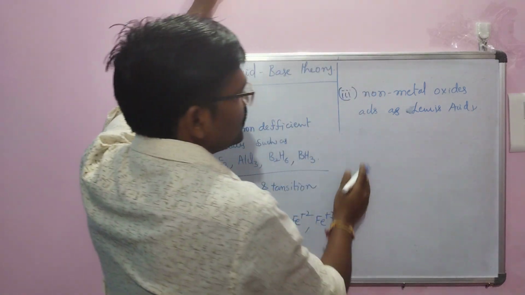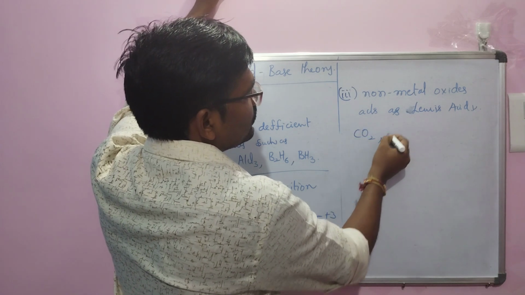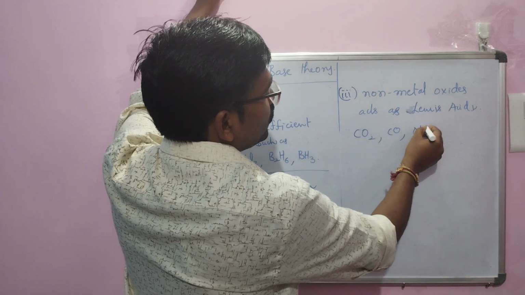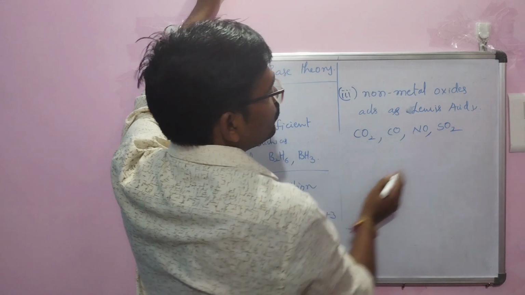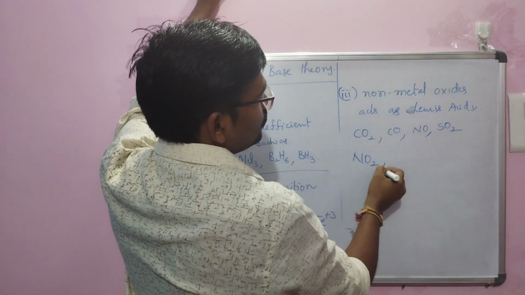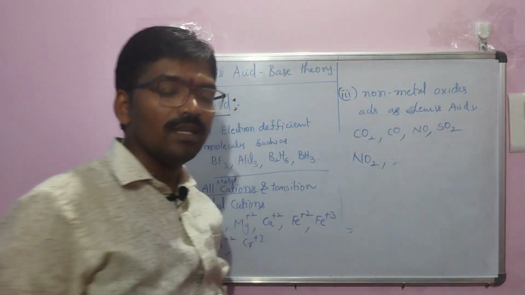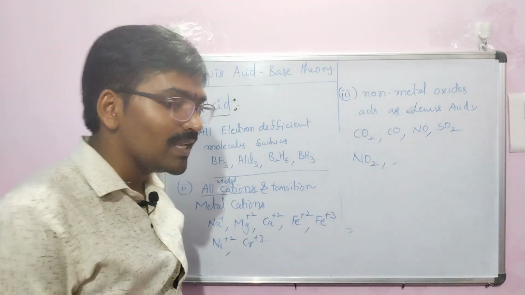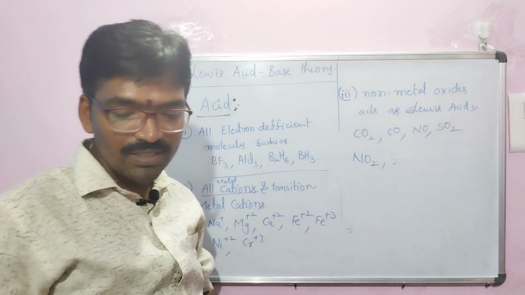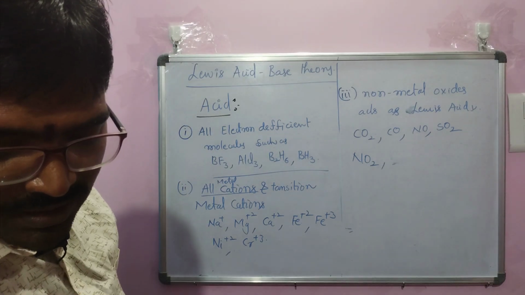What are those? For example, CO2, CO, NO, NO2, SO2, these all are what? Lewis acids. So non-metal oxides will come under the Lewis acids.